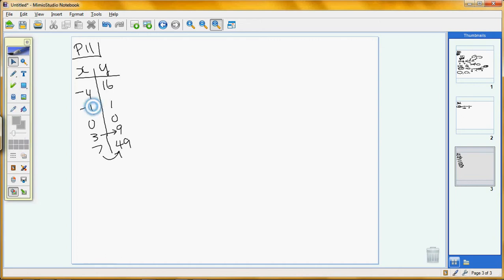Find the rules first. Is the rule y equals -3x plus 4? Is it? So let's plug the number in there. So x is -1, so we have -3 times -1 plus 4. Would that be 1? No. So this is not the rule.